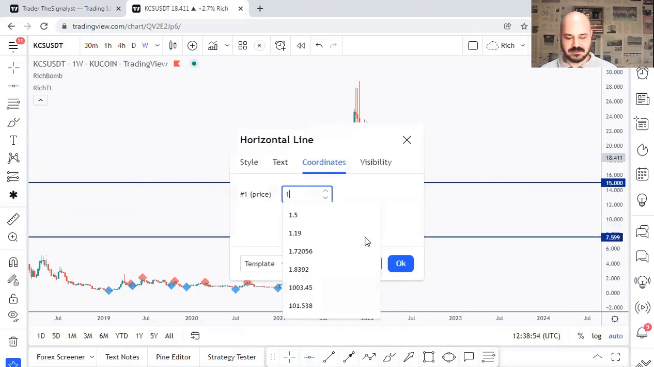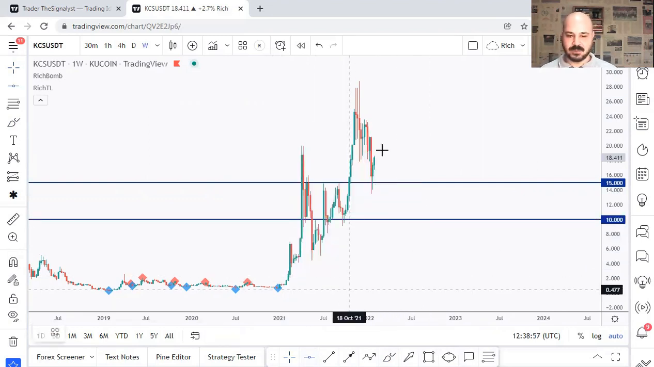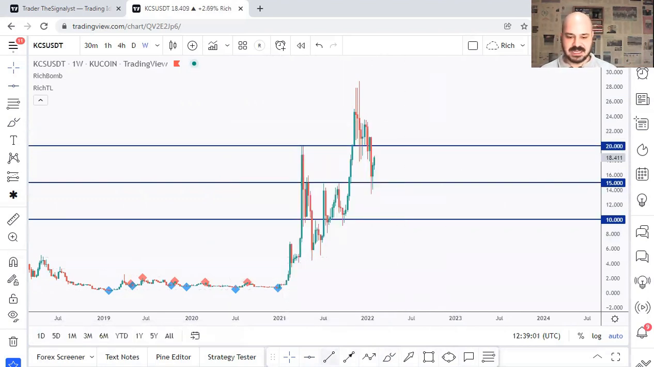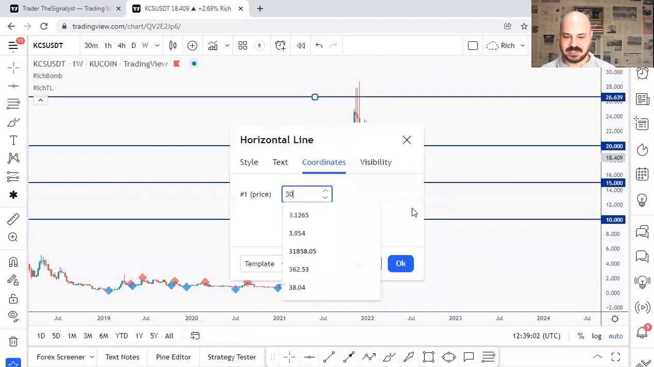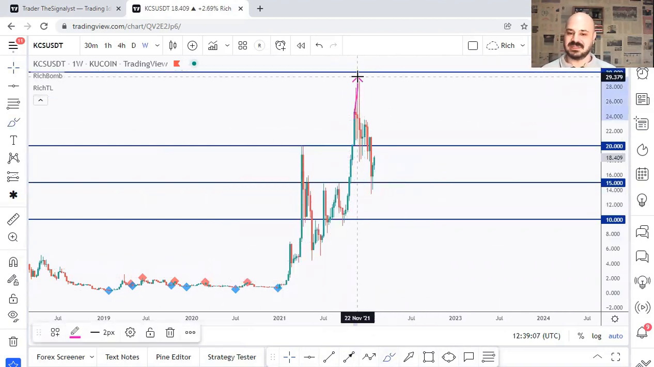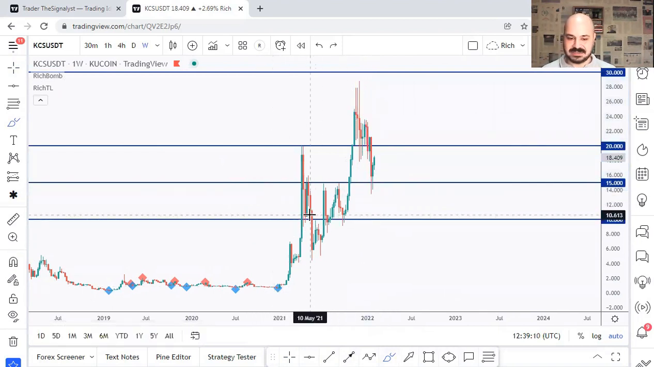So as mentioned previously, we've got the 10. Let's do it quickly. We've got the 20. Let me do it. Here we go. And we also got the 30 round number. And as you can see, price nearly approached it previously and then traded lower. And the 10, price respected it here, then broke it downward.